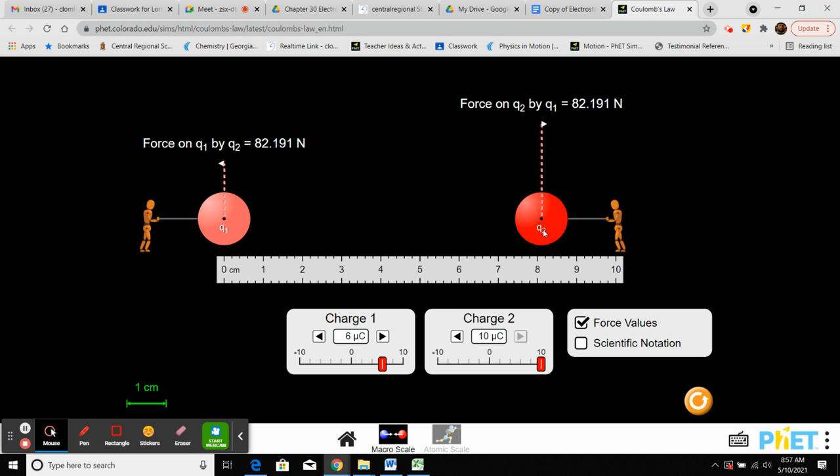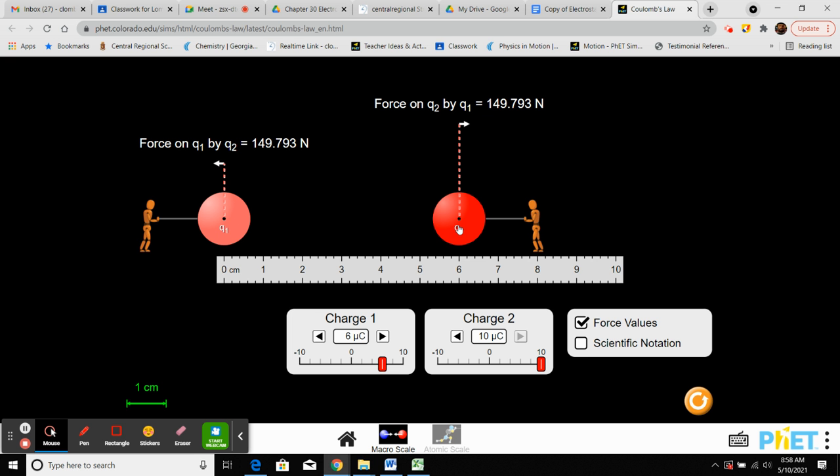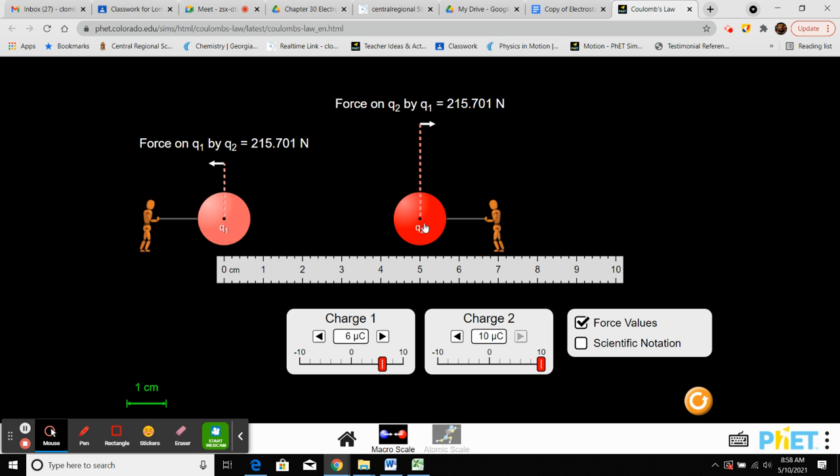So now let's go from 9 to 8. 66 to 84, how much is that? 18. Now let's go from 8 to 7. So 84 to 110. Increase even more, right? Now let's go from 7 to 6. 110 to 150, about 40. What about 6 to 5? About 150 to 215. 65.